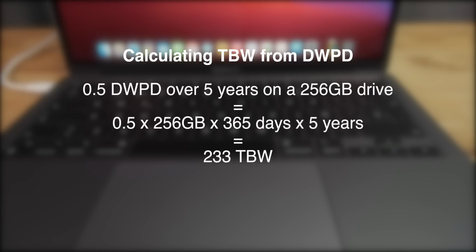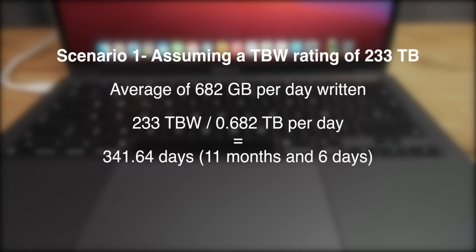So based on this, let's look at three possible scenarios. First, let's say that my M1's SSD actually does have a TBW rating of 233, the same as Hynix's Gold P31 SSD. In my case, I've written on average about 682GB a day over the last 2 weeks. If we divide 233TB by the amount written each day, we can see that at this rate, I'd hit that 233TB threshold in 341 days, or 11 months and 6 days.